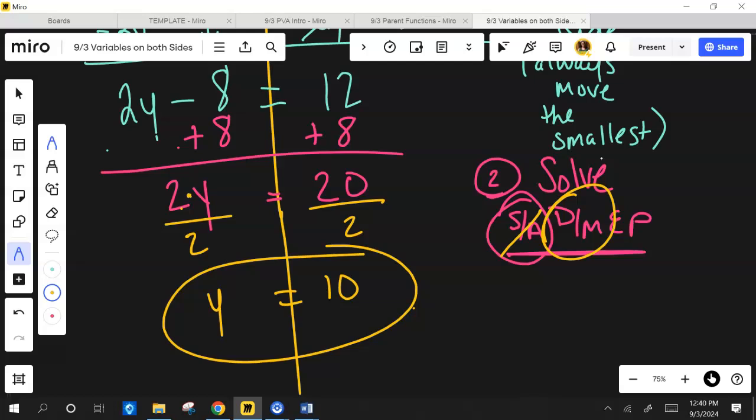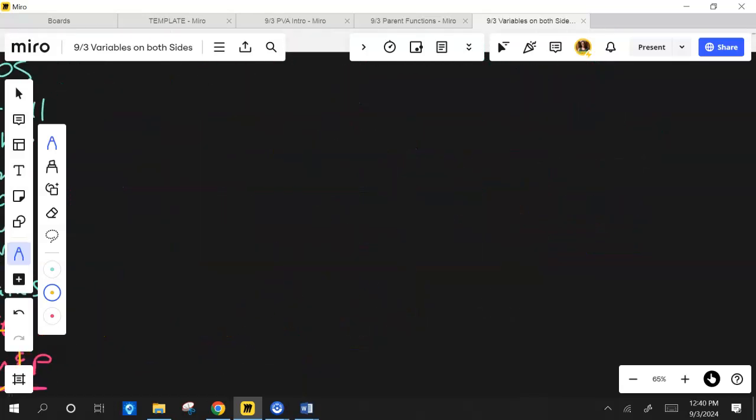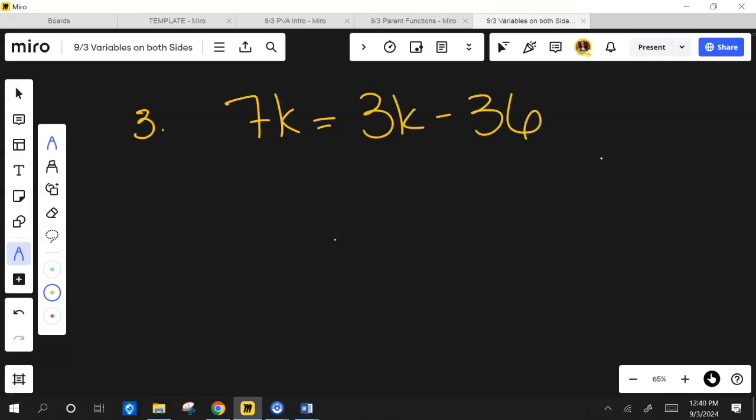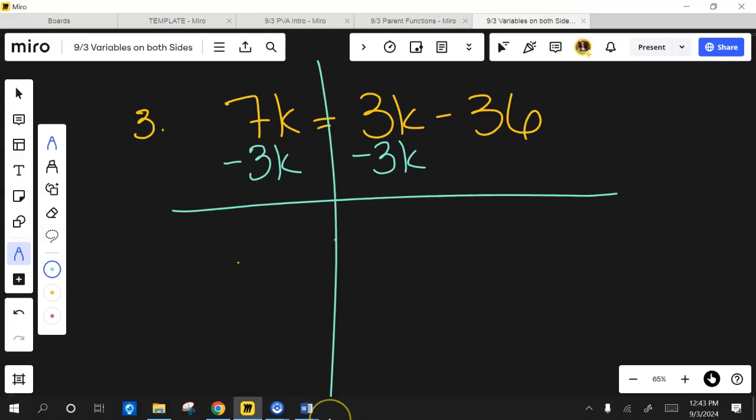All right, let's do another one. Look at number 3. 7k equals 3k minus 36. What'd you do first? Tell us what you did first. Why did you subtract the 3k and not the 7k? That's right. I always want to move the smaller one first. Yes? Say yes, because that's right.